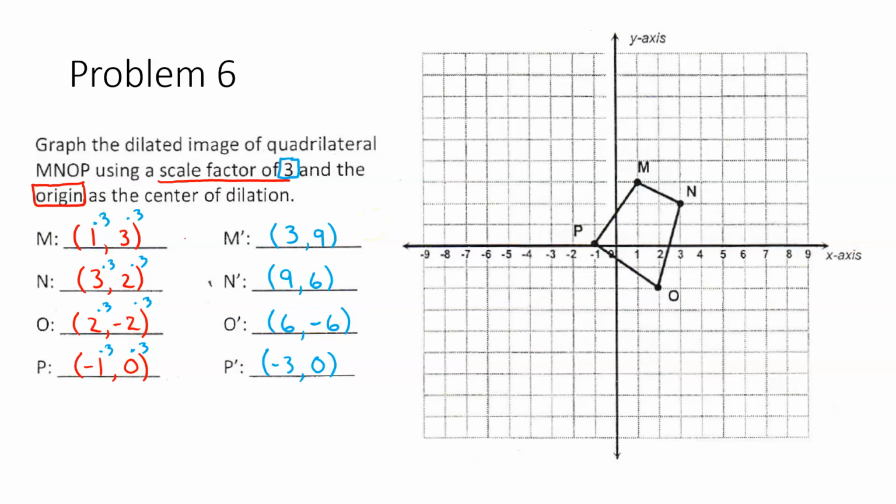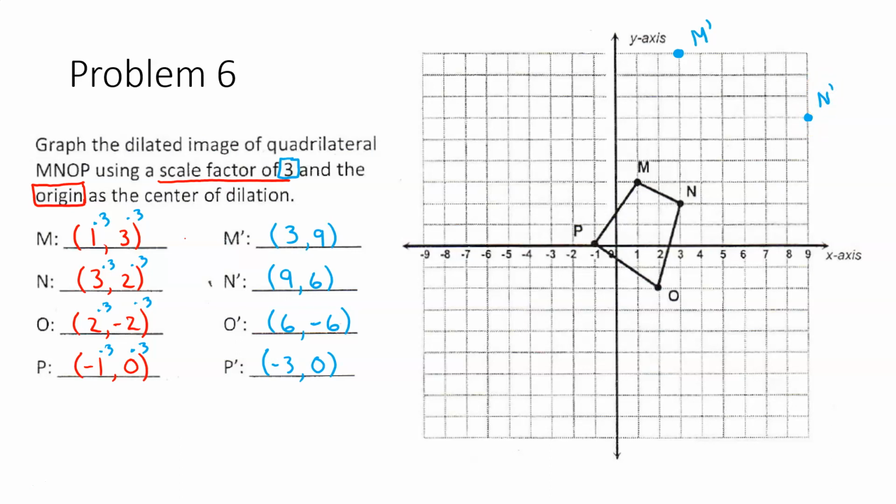So let me start off with M prime. I go 3 to the right and then 9 up. 1, 2, 3, 4, 5, 6, 7, 8, 9, all the way to the very top. That is M prime. What about N prime? Well, that's 9 to the right and then 6 up. 1, 2, 3, 4, 5, 6. Oof. Cutting it close at the very corners of my graph here.